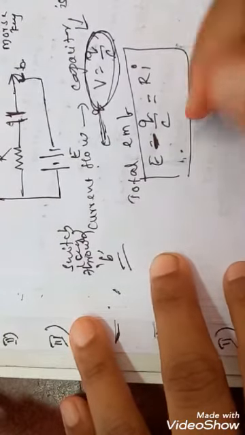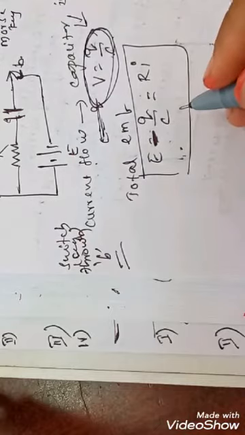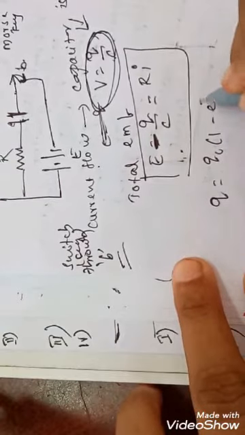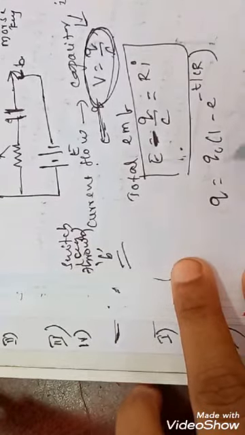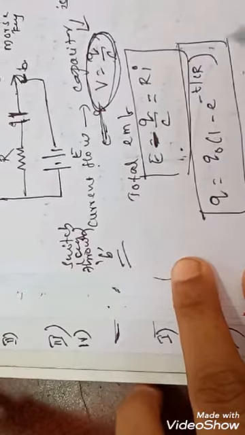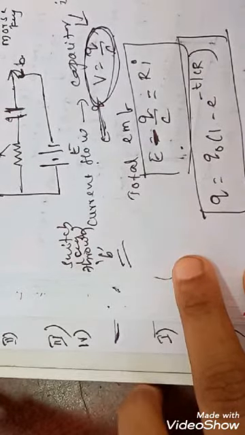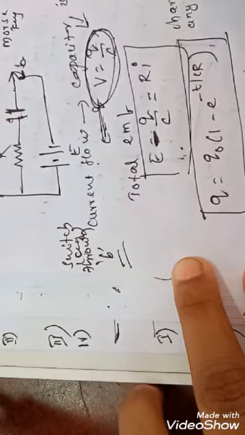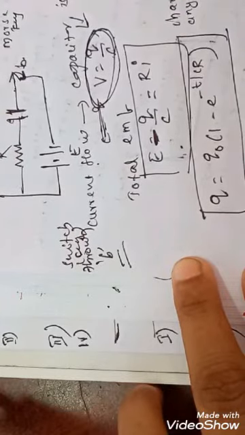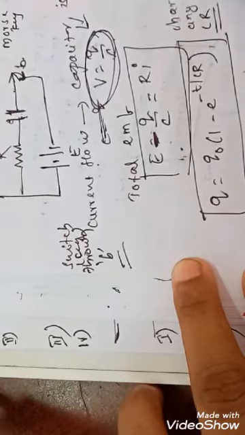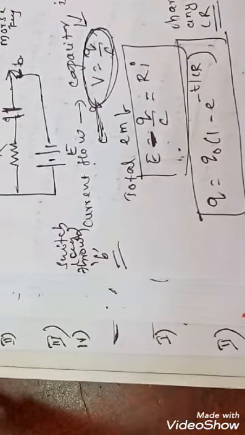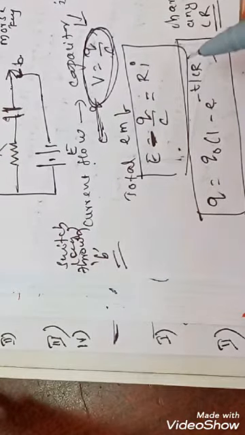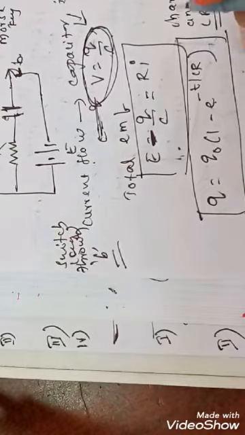After certain mathematical steps, the charging of the capacitor we get as Q equals Q naught times (1 minus e to the power of minus t by CR). This is the value of charge at any instant t in a CR circuit. So as in the LR circuit, where current grows exponentially, here in the CR circuit, charge is increasing exponentially.